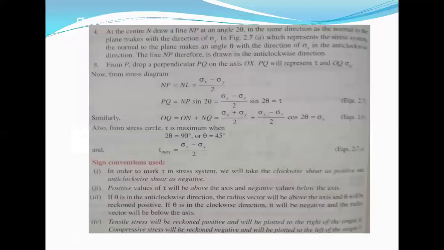So let's come to this. This is the procedure that we have earlier discussed. Now we begin discussing in detail. So this is the process of how to find different angles and different stresses.